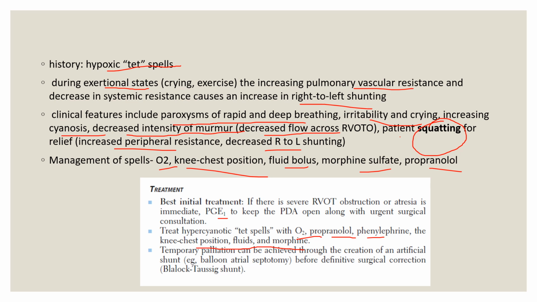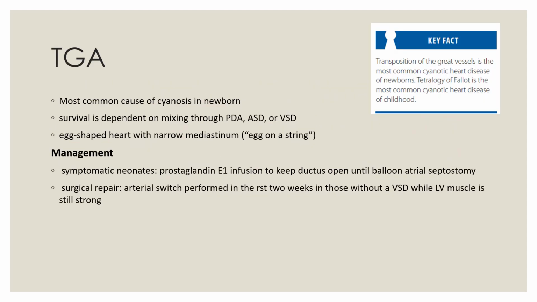Temporary palliation can be achieved through creation of an artificial shunt, that is a Blalock Taussig shunt, before definitive surgical correction. It's a temporary correction before the actual procedure. Now TGA, that is transposition of great vessels, is the most common cyanotic heart disease of the newborn. But tetralogy of Fallot is the most common cyanotic heart disease of childhood. Why?